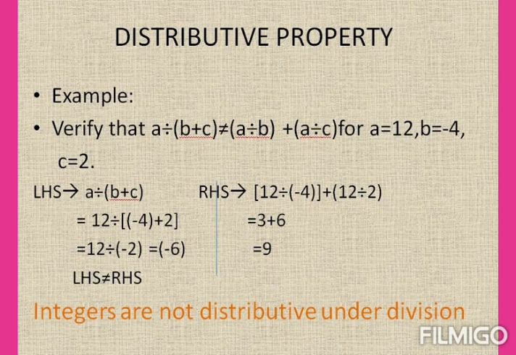On the right hand side, if we substitute the values, we get 12 divided by minus 4 plus 12 divided by 2. If we divide 12 by minus 4, we get the answer minus 3, plus 12 divided by 2 is plus 6. So your answer is 6 minus 3, which is plus 3. Here we conclude that integers are not distributive under division.